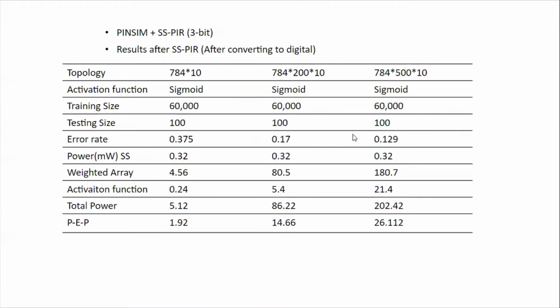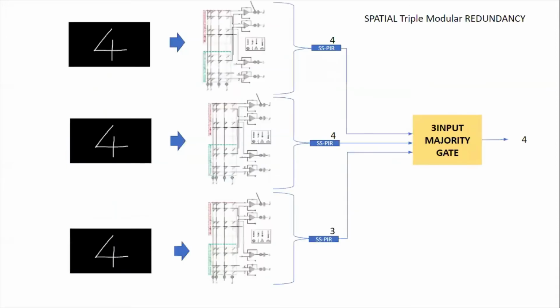The results after the SSPIR plus Pinson for the 784 by 10 topology show that the error rate was reduced by about 4% to 38%. For the 784 by 200 by 10, it was reduced to 17%, and for the 784 by 500 by 10, it was reduced to about 13% for the error rate.